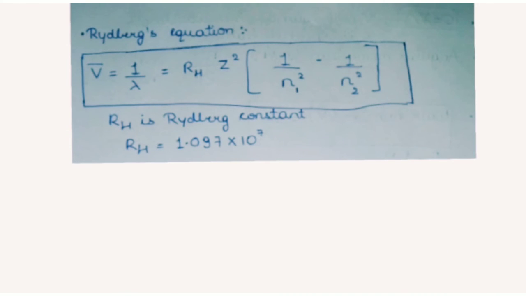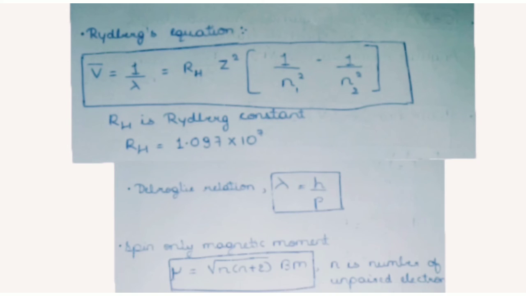Rydberg's equation: v bar equals 1 by lambda equals RH into Z square into 1 by n1 square minus 1 by n2 square, where RH is Rydberg's constant. Its value is 1.097 into 10 raised to 7 per meter. Next is de Broglie's relation: lambda equals h by p, where p is momentum and h is Planck's constant. Its value is 6.625 into 10 raised to minus 34.